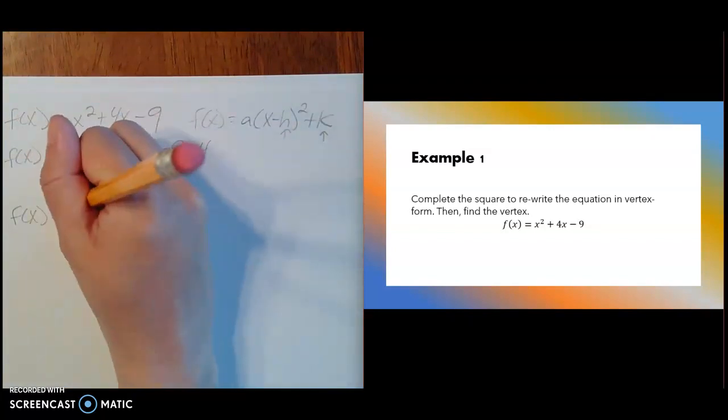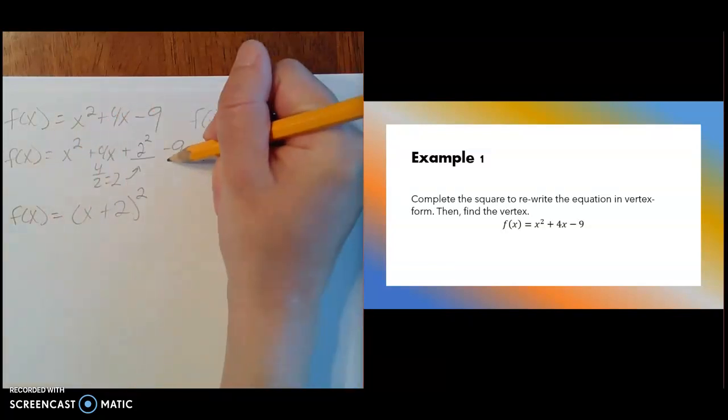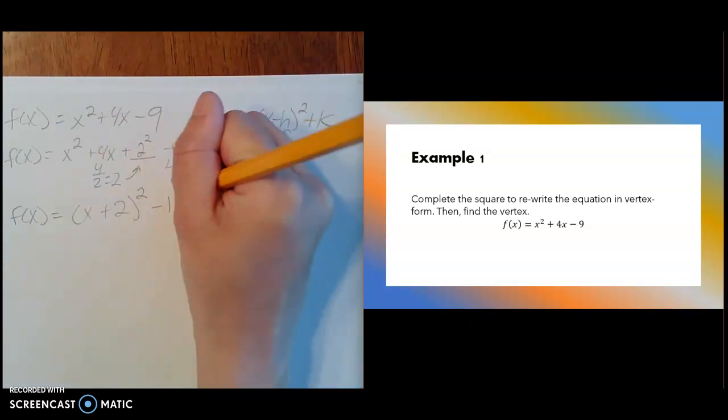Alrighty, now that we completed the square, we have a perfect square trinomial. It factors nicely. That's x plus 2 squared, okay? And then I can combine like terms over here. Negative 9 minus 4 is negative 13.